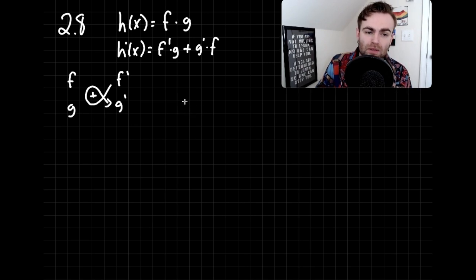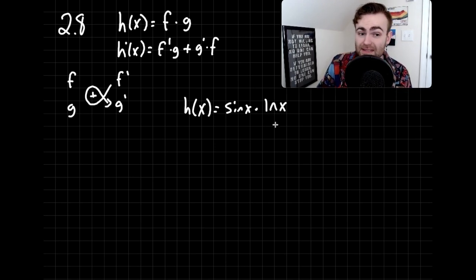Let's do h of x is equal to sine x times the natural log of x, because we learned about both of those in the last lesson, right? So in this case, this would be f and this would be g. So you can use this rule here and go straight to it.